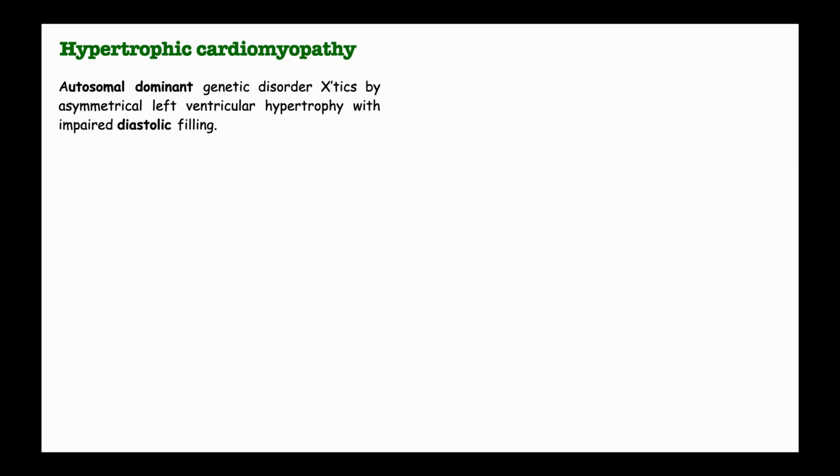Now, hypertrophic cardiomyopathy is an autosomal dominant genetic disorder which is characterized by an asymmetric left ventricular hypertrophy, usually associated with impaired diastolic filling. Now, with autosomal dominant inheritance here, we mean that you require just a single defective gene from a parent in order to get this disease, as opposed to an autosomal recessive disease where you require two defective genes from parents in order to cause this disease.